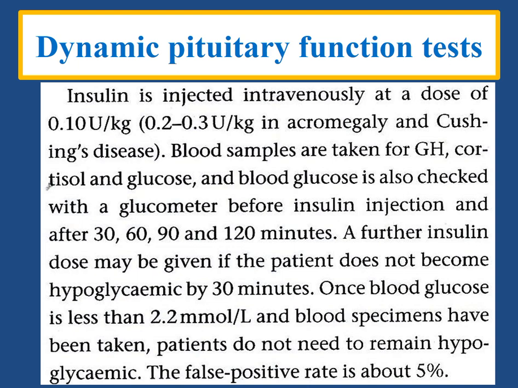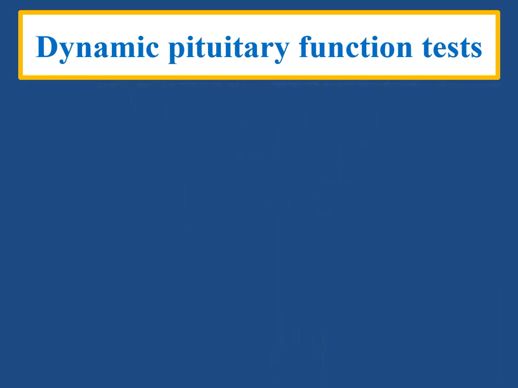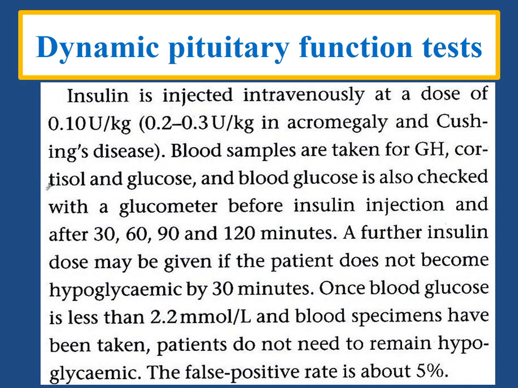Blood samples are taken for growth hormone, cortisol, and glucose, and blood glucose is also checked with a glucometer before insulin injection and after 30, 60, 90, and 120 minutes. A further insulin dose may be given if the patient does not become hypoglycemic by 30 minutes. Once blood glucose is less than 2.2 millimole per liter and blood specimens have been taken, patients do not need to remain hypoglycemic. The false positive rate is about 5%.